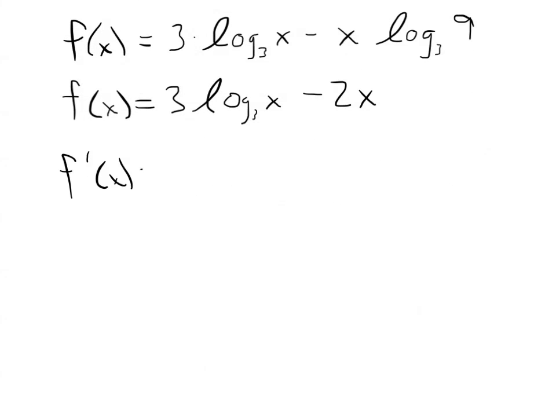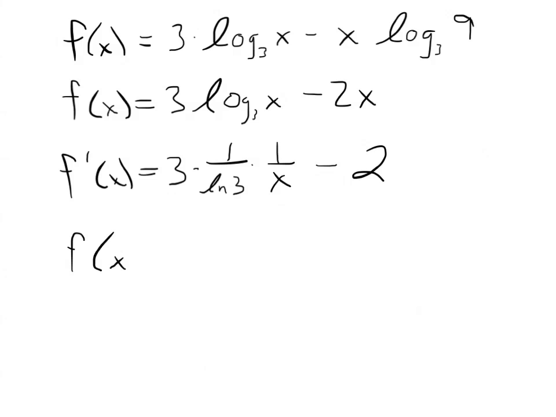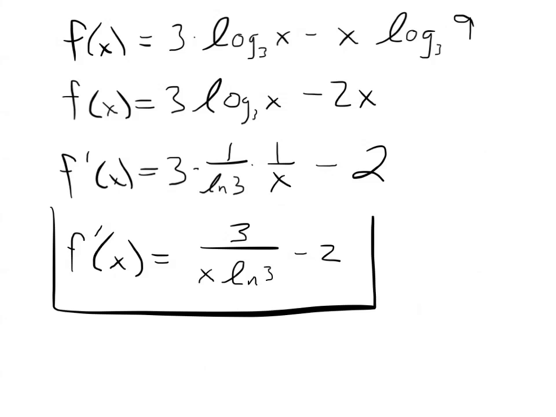F prime of x is 3 times 1 over ln 3, because that's what we do with a log base 3, times 1 over x minus, and the derivative of 2x is just 2. Right? The last step that I could take in making this prettier would be just saying it's 3 over x ln 3 minus 2. And that's the end of this lesson.